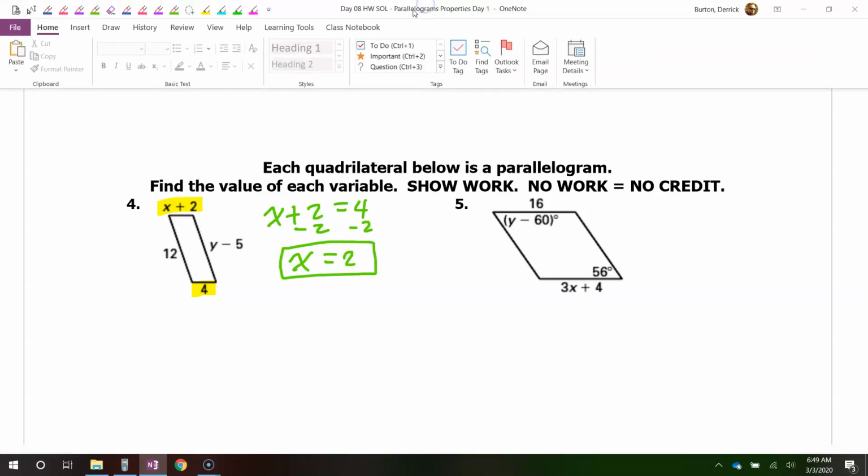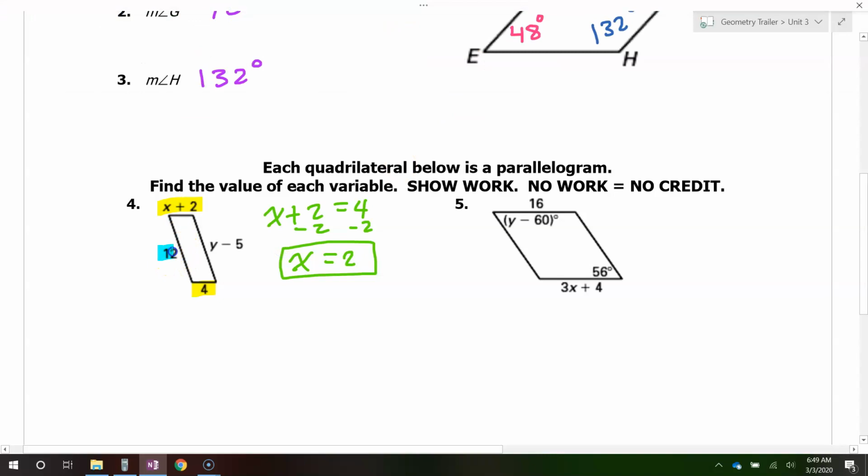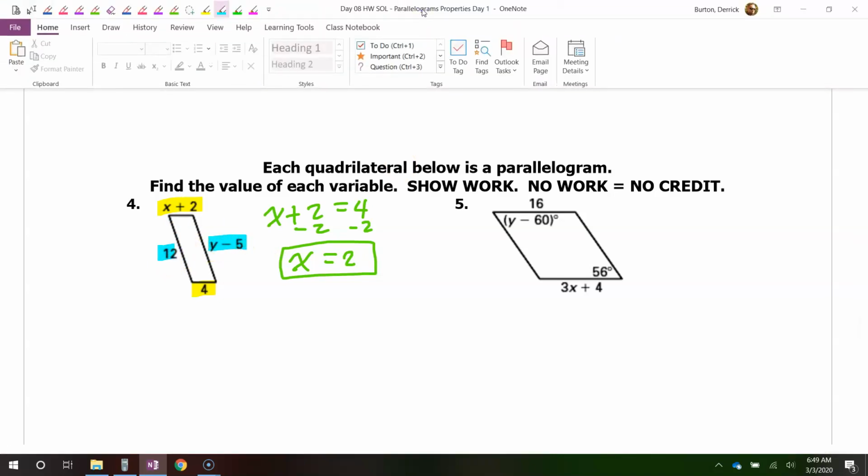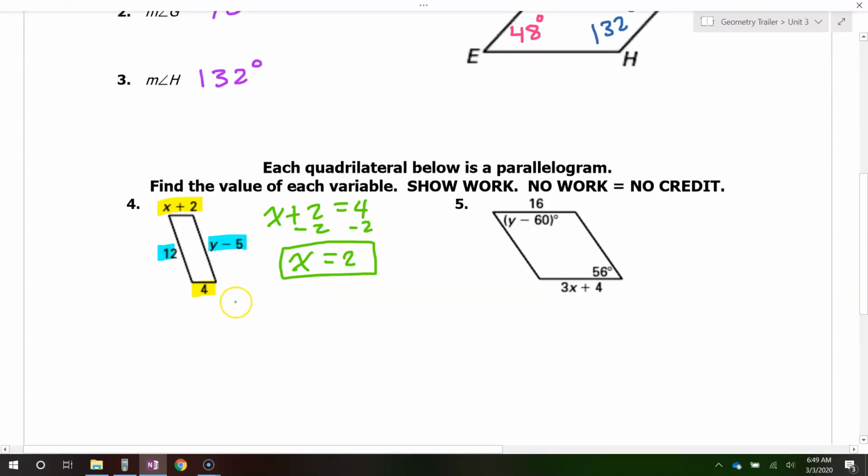If I want to find the y value, well, these are opposite sides, so those should be equal to each other. So I can say y minus 5 should equal 12. And then if I add 5 to both sides, I get y equals 17. So we found that variable.